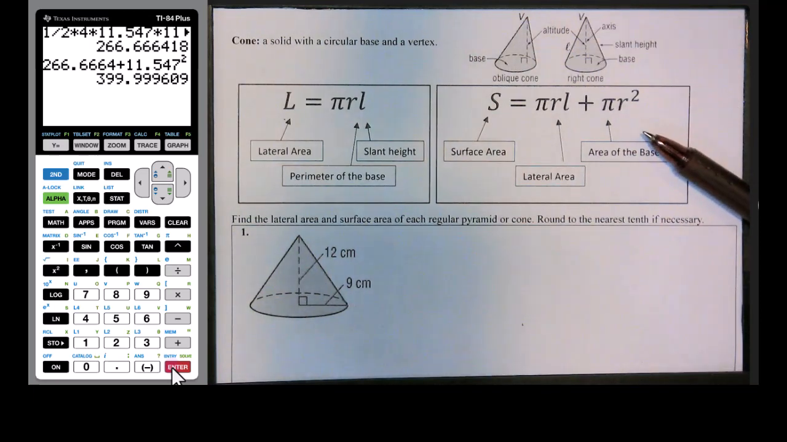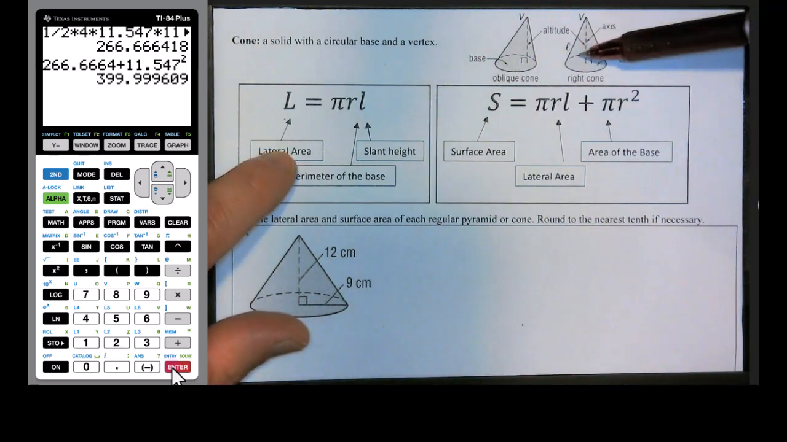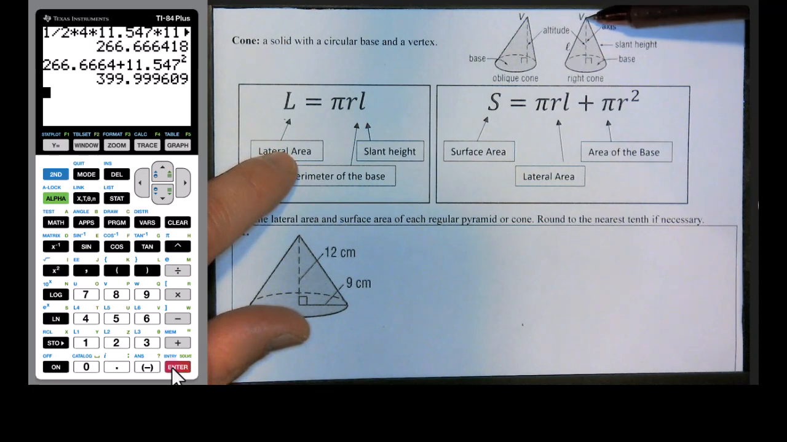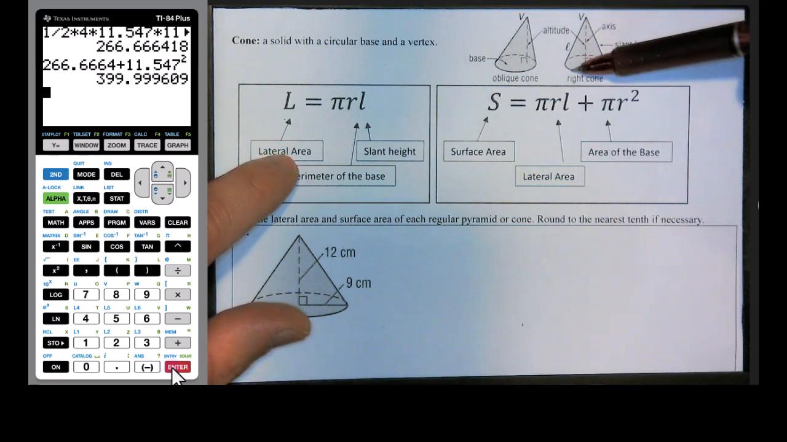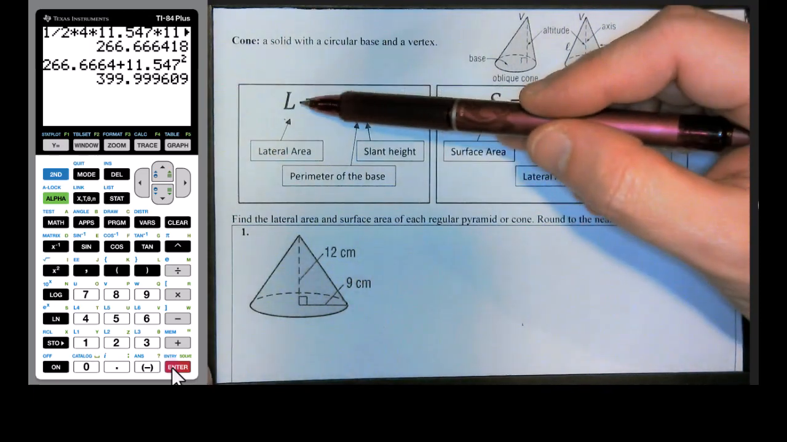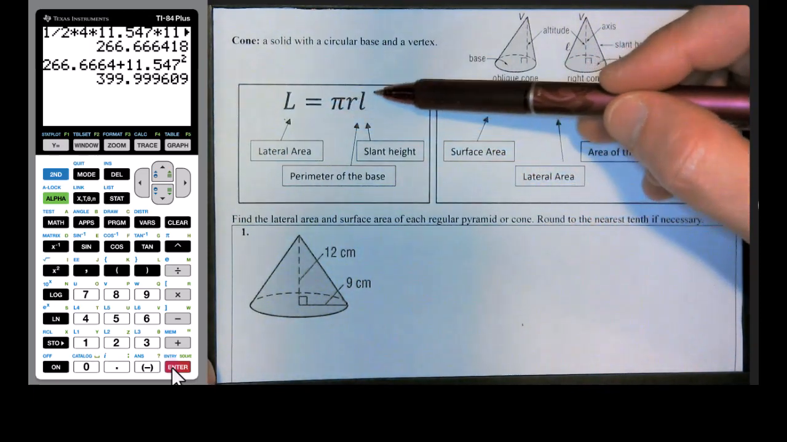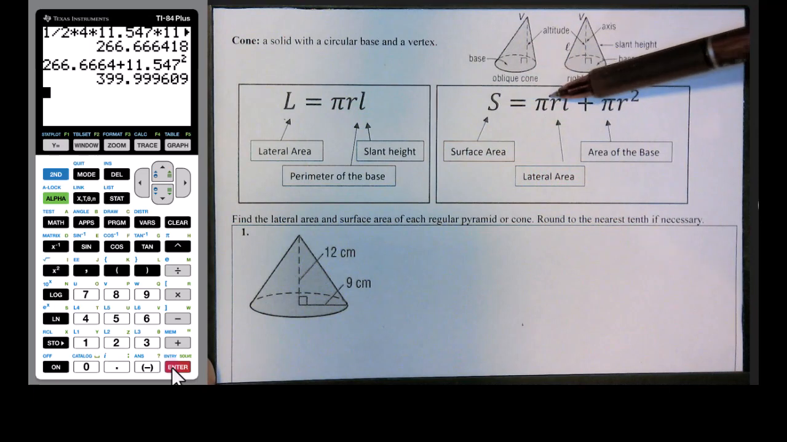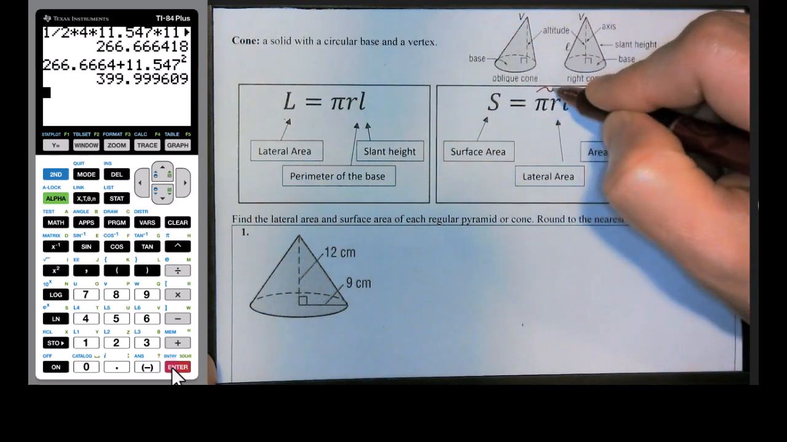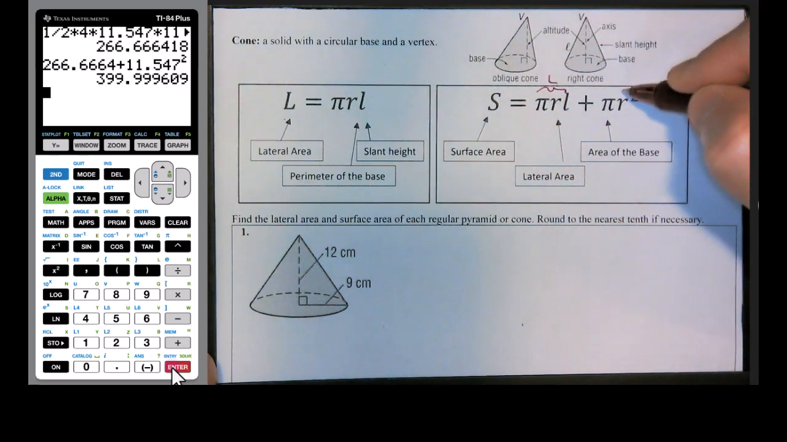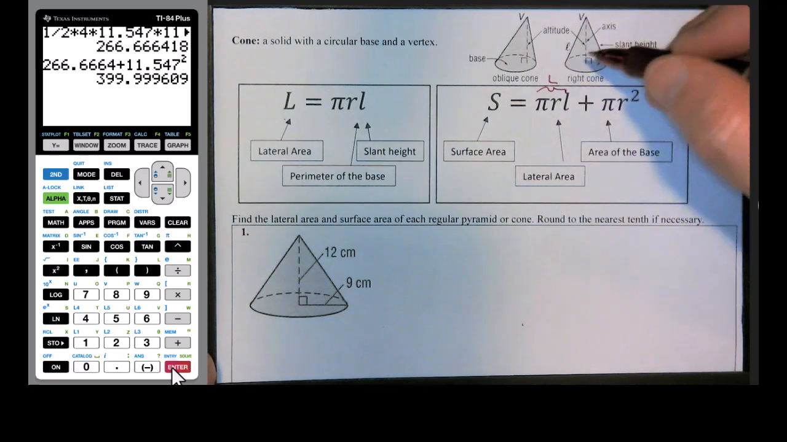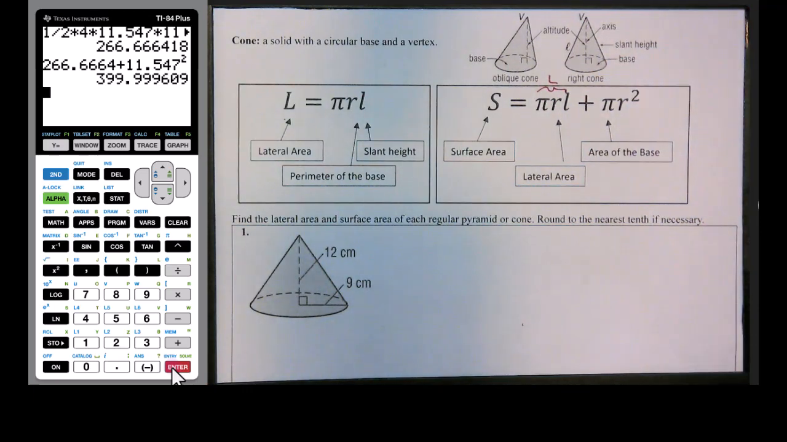Cones are similar to pyramids: they have a pointy top, and the base is going to be a circle. The formula for the lateral area is pi r l, and the surface area is pi r l, which is basically the lateral area, plus the area of the base of a circle, which is pi r squared. So let's see how it goes.